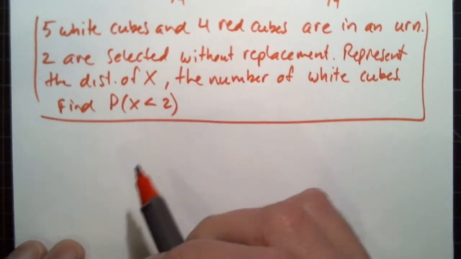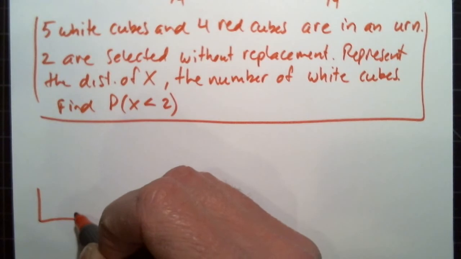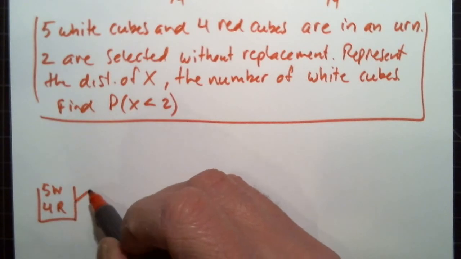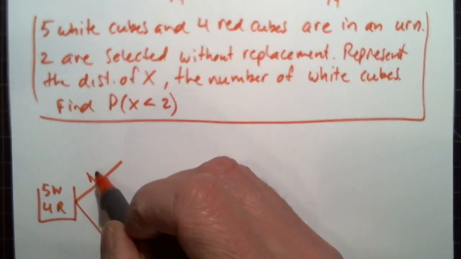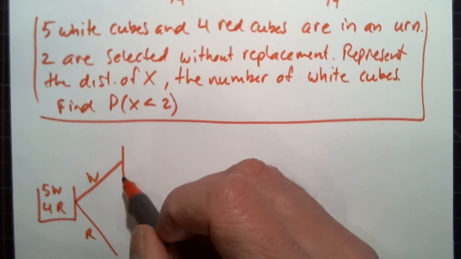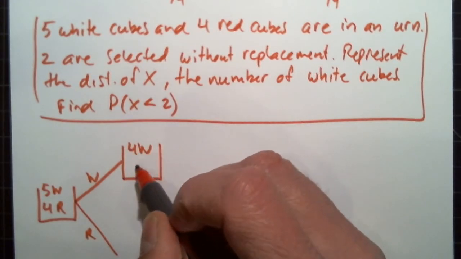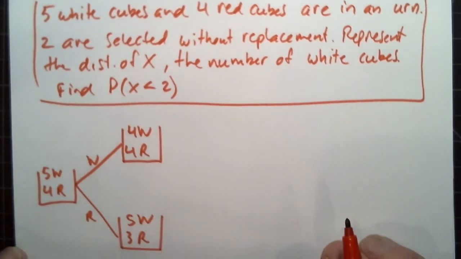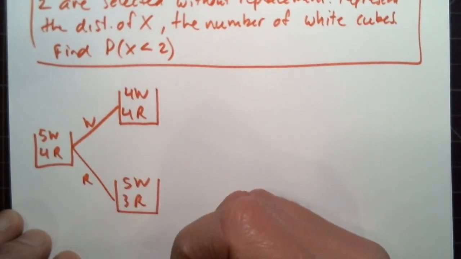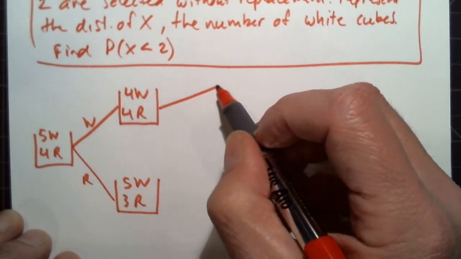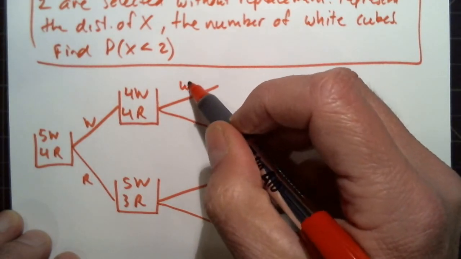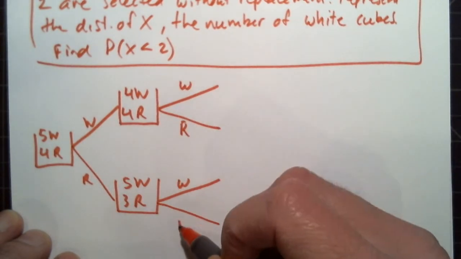Five white, 4 red. So now we have an urn. We have 5 white, 4 red. We could select a white or select a red. If we select a white, there would be 4 white and 4 red. If we select a red, there'll be 5 white and 3 red. That's the first selection, and 2 are selected. So now we have this. We could select a white or a red, white or a red.